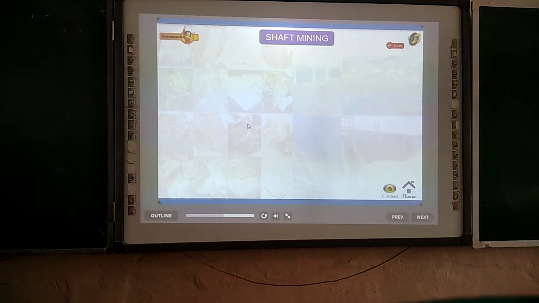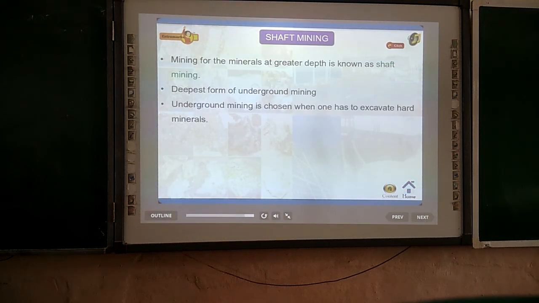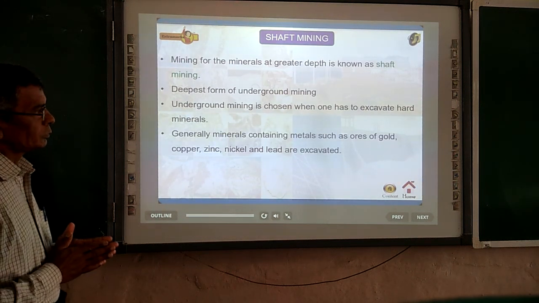Shaft mining. Shaft mining is the mining for the minerals at a greater depth. It is the deepest form of underground mining. Underground mining is chosen when one has to excavate hard minerals. Generally, minerals containing metals such as ores of gold, copper, zinc, nickel, and lead are excavated through shaft mining.